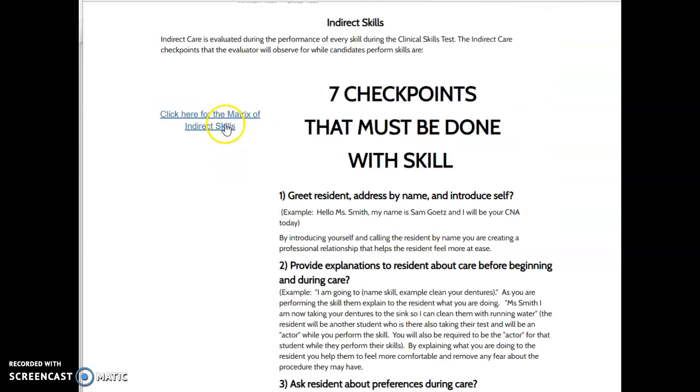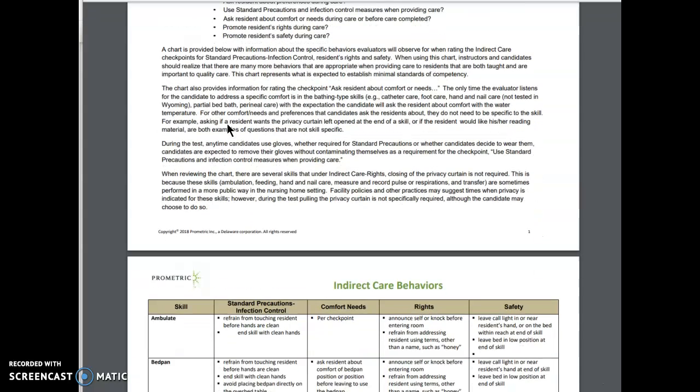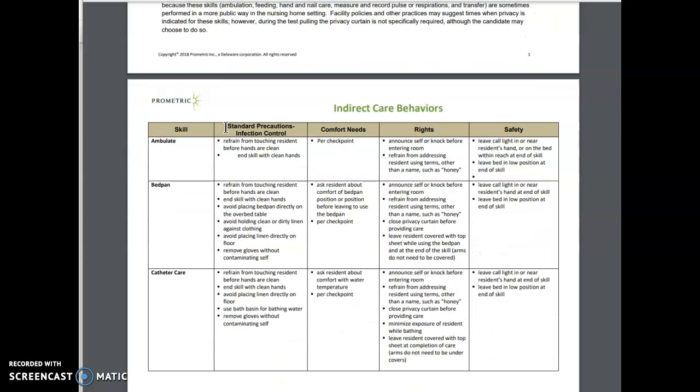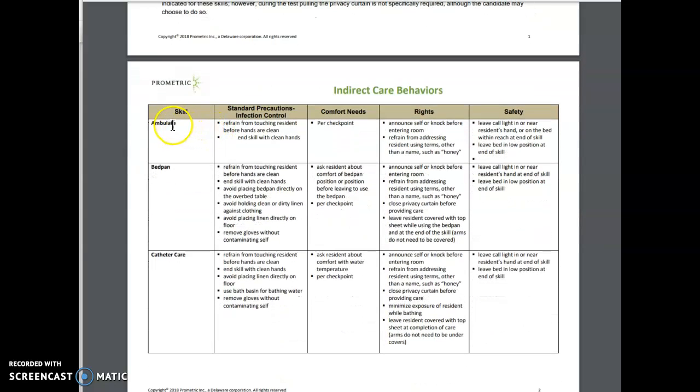Here's a matrix that I've provided for you so that you can see what the evaluator is looking for specifically on each skill. So when they're ambulating, infection control, that's making sure that your hands are clean before you perform the skill and at the end of the skill. That you're announcing yourself before you enter the room, that you're not calling your residents names such as honey, that you're leaving the call light.